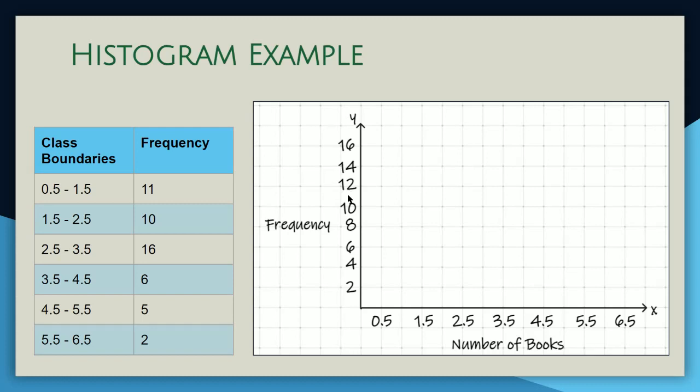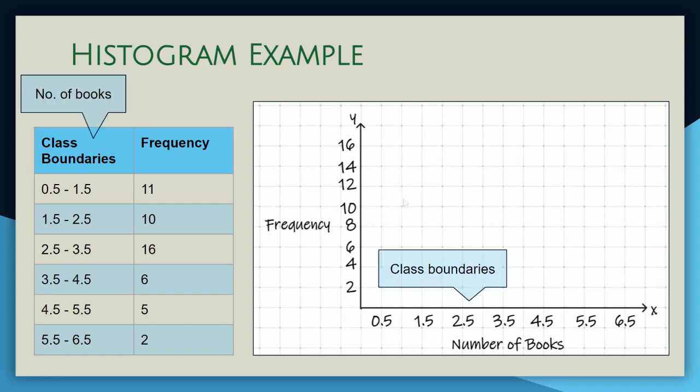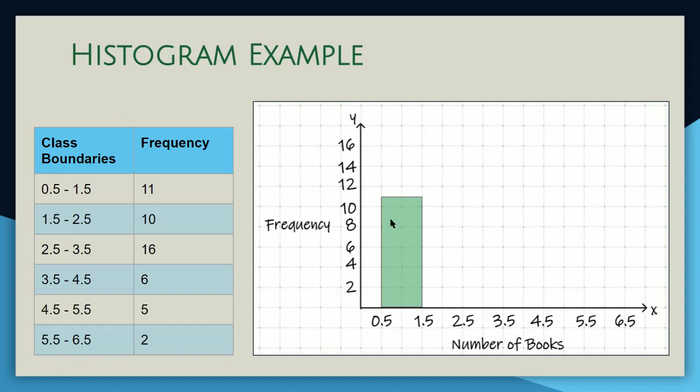Once we've done all that labeling, now we just go through and make our bars. So my first bar should be up to 11 on the y-axis, which is going to be right up here. Our next one is going to be 10, which should be right here. Third row is all the way up at 16. Next one is way down to 6. Next one is at 5. And our last one is way down here at 2.